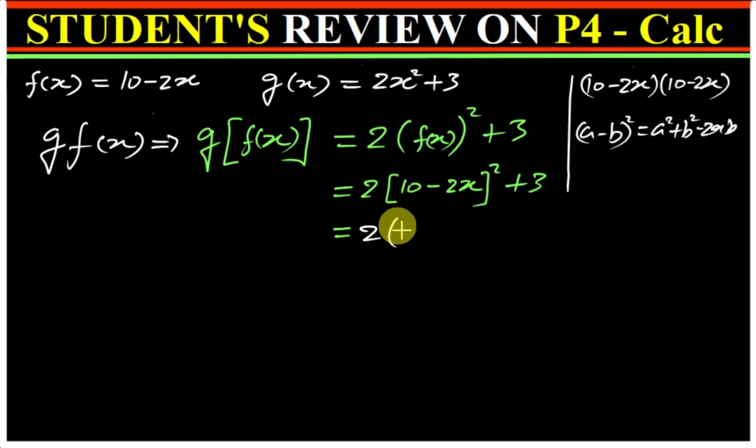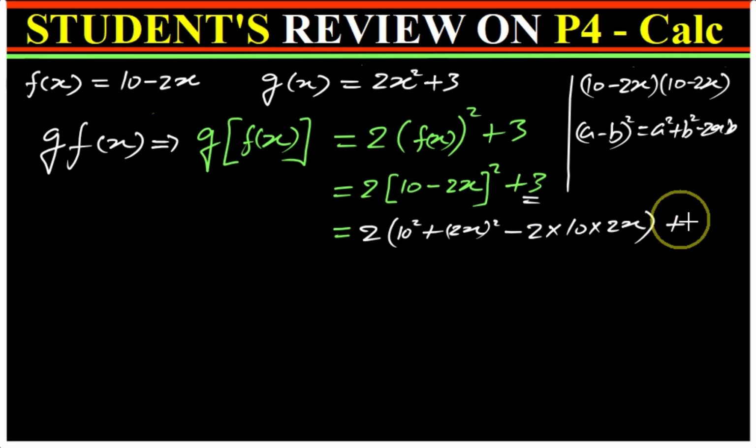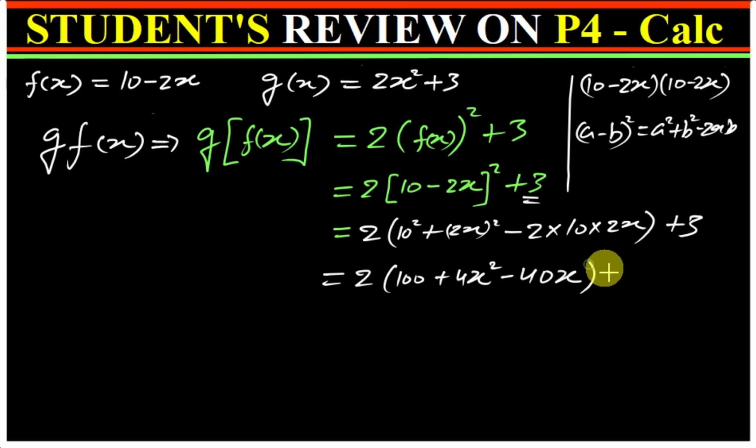So let's use this. We'll get a square, that is 10 square, plus b square, that is (2x) square, and then minus 2a, a is 10, into b is 2x, and don't forget this plus 3 here. Now simplify it. 10 square is 100, plus 2 square is 4x square, and then 10 times 2 is 20, 20 times 2 is 40, so minus 40x, and then plus 3.